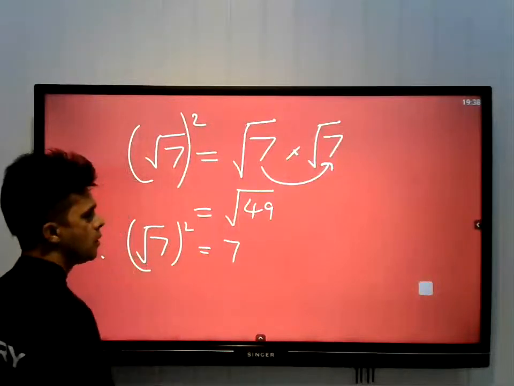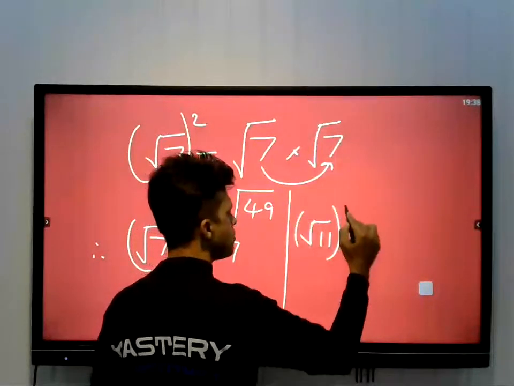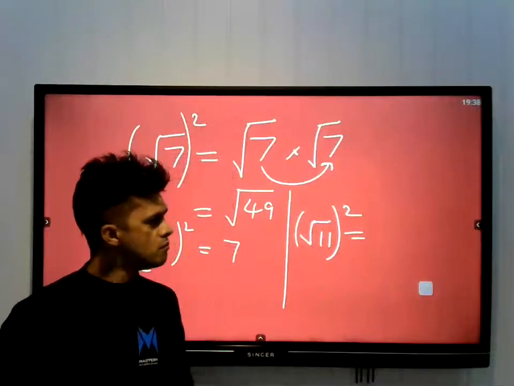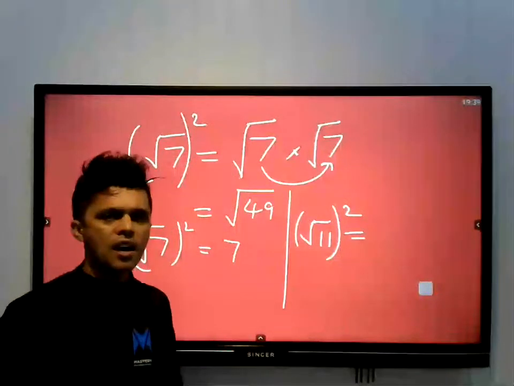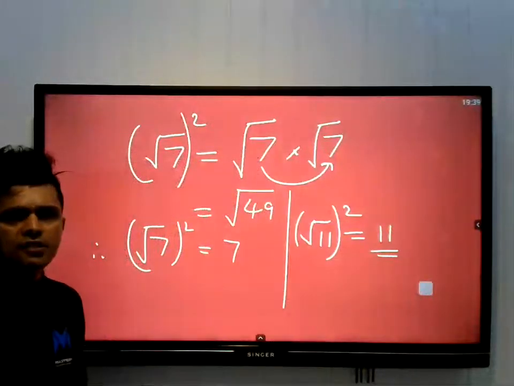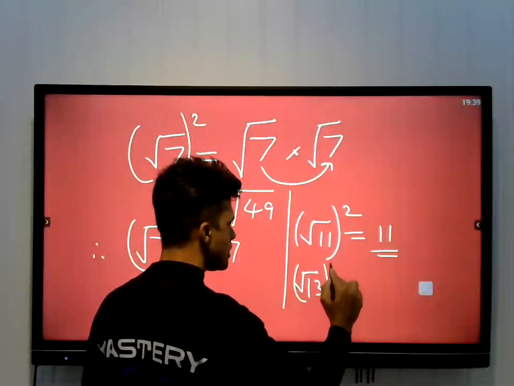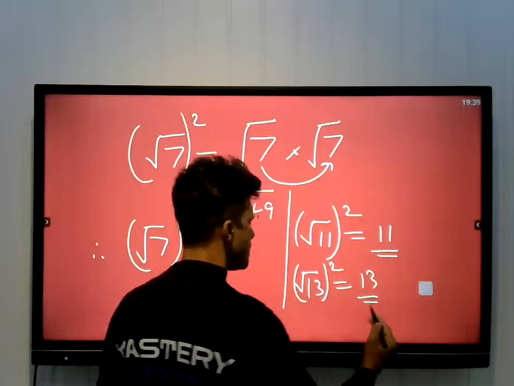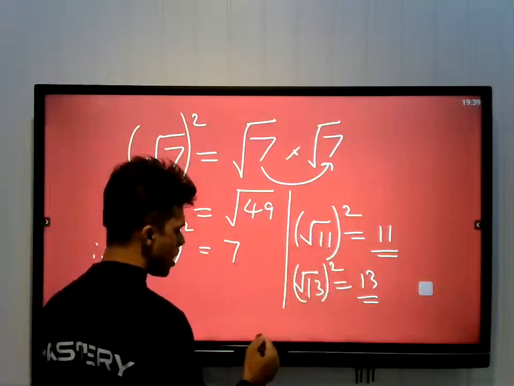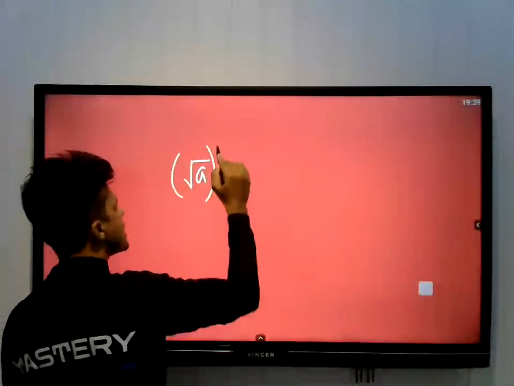Likewise, think of this one, root 11 squared. What should be the value of root 11 squared? Without considering the root, you are able to get the value at once: 11. Likewise, root 13 squared is 13. So you need to remove the square and root. Then root a squared means the same: a.